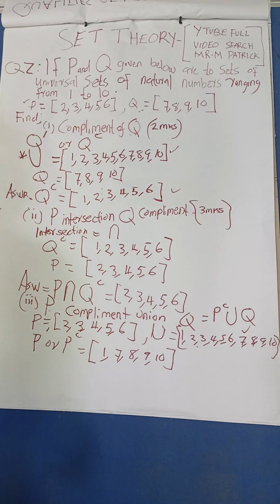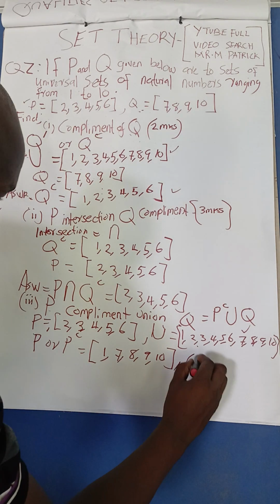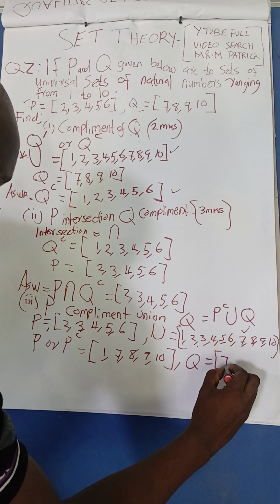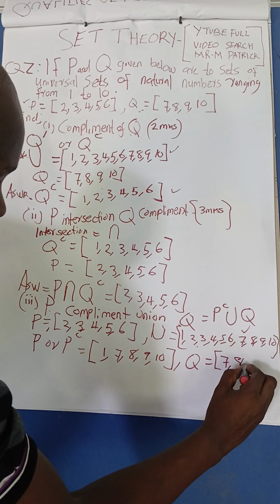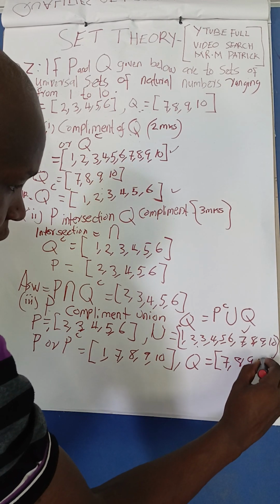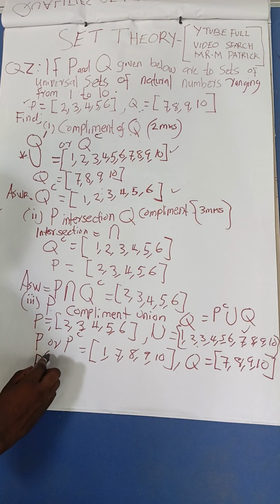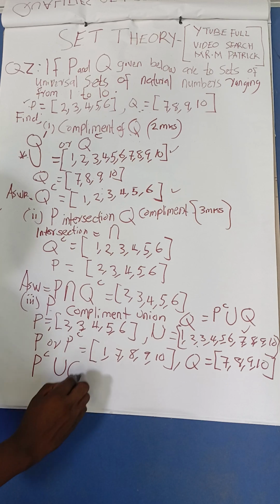So which element is common to both here? P complement, we have it, and Q. So you will have to write down Q here. Q, we had been given elements of Q as 7, 8, 9, and 10. Good. So we want to find P complement union Q.